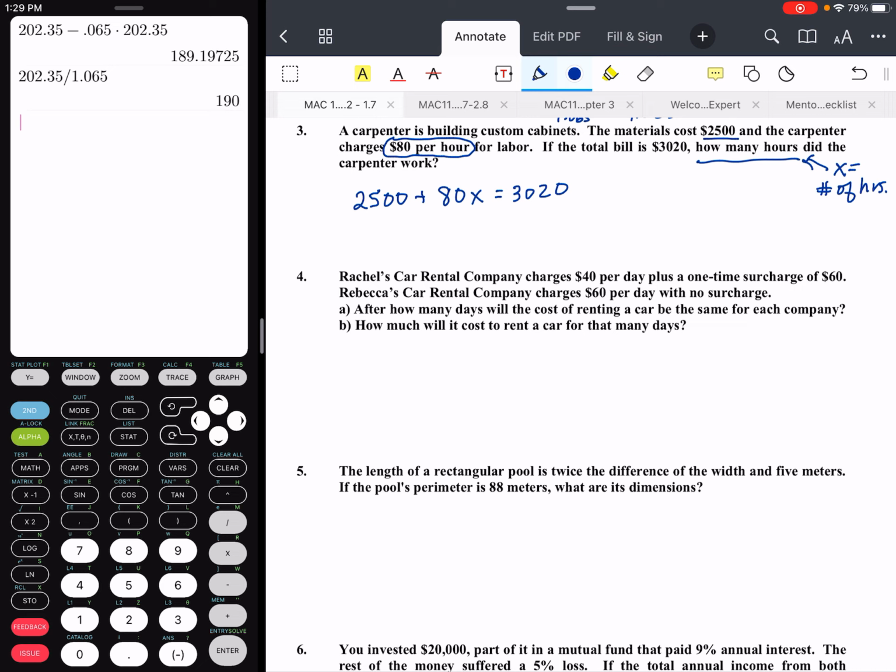So we can subtract 2,500 from both sides. So 3020 minus 2,500 gives me 520. So 80x equals 520. And then divide both sides by 80. So x equals 6.5 hours.